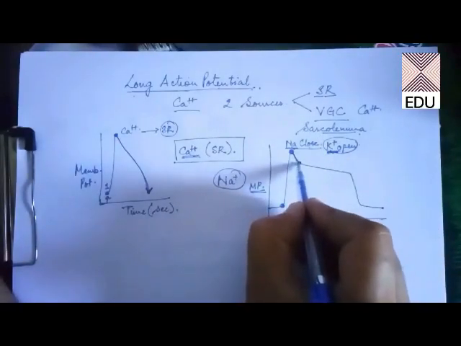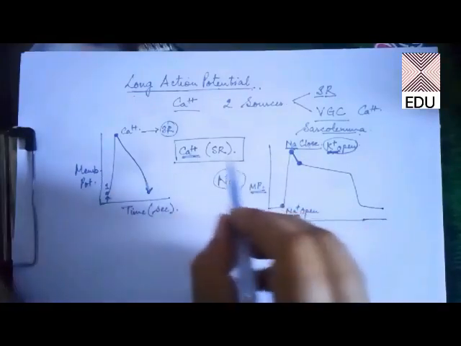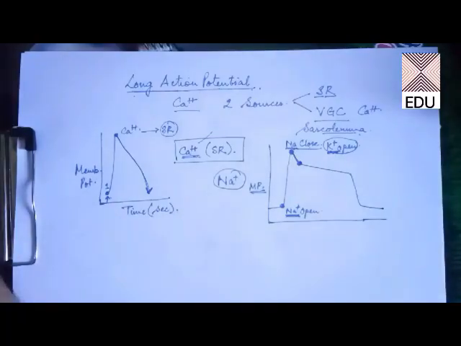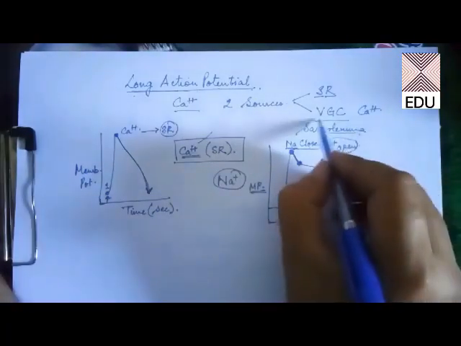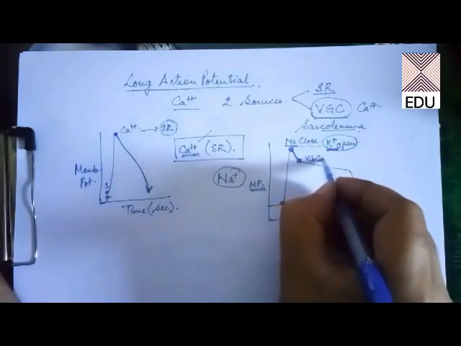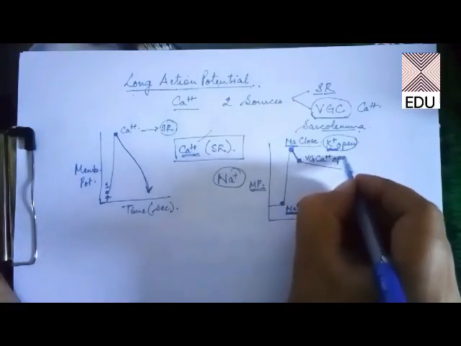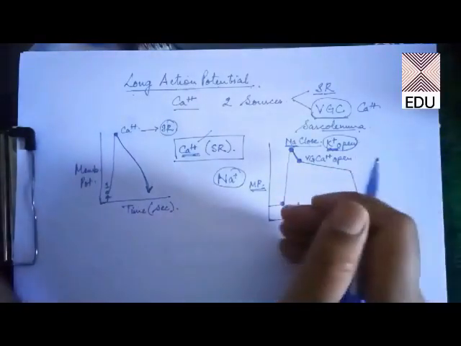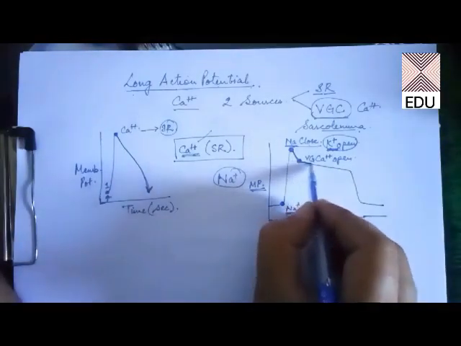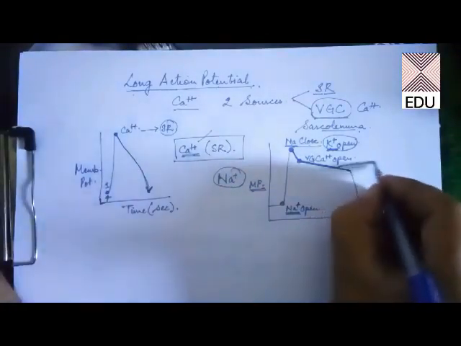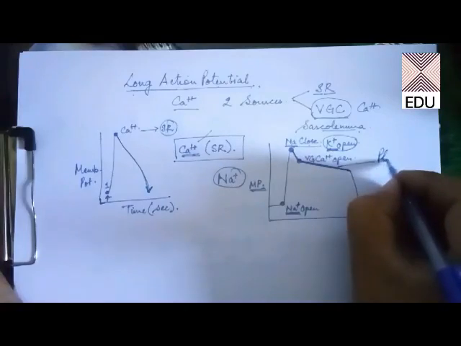Now at this point, the significance of calcium ions is recorded. At this phase, the voltage gated calcium channels open, and more calcium influx occurs, and this results in a sustained membrane potential, which is also called the plateau.